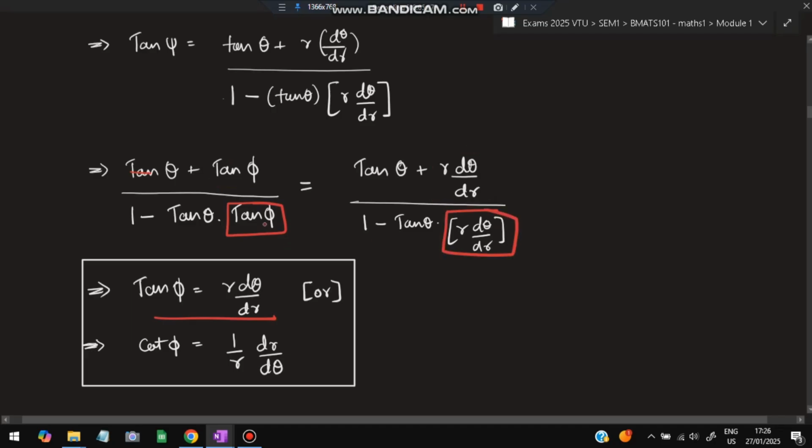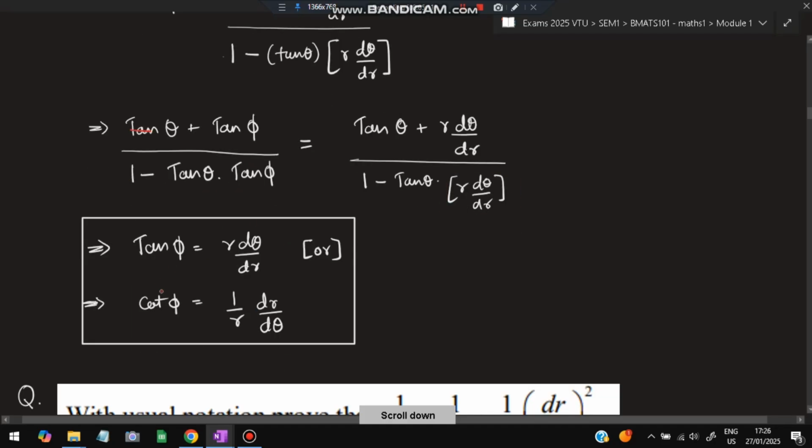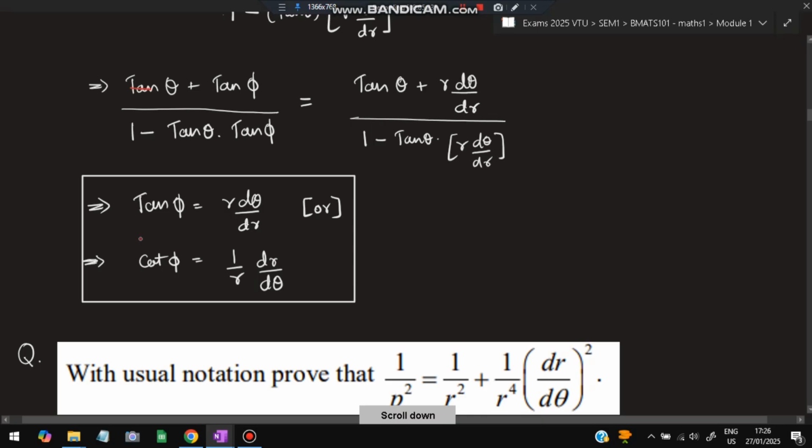So if tan phi is equal to this, if we do the upside down of it, tan phi's upside down will be 1 by tan phi, which is nothing but cot phi. Inverse of tan phi is cot phi. If you do the inverse here also, r will become 1 by r, and d theta by dr will become dr by d theta. So this is the equation we needed to prove. This or this, both are the same. We had to prove tan phi is equal to r d theta by dr.